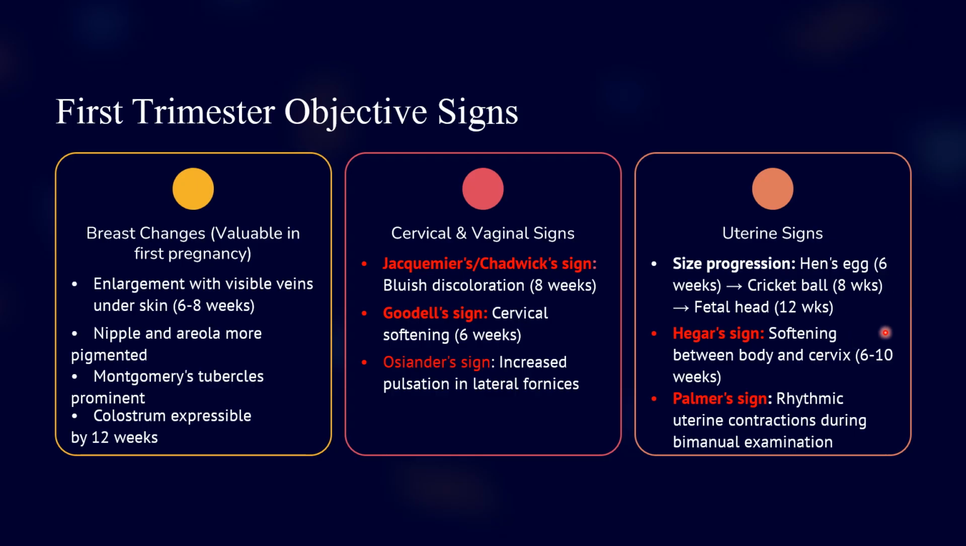Number two, it is a Hegar sign. Hegar sign is a softening of the uterus body and the cervix. Okay, and number three, you'll see Palmer sign, which is a rhythmic uterine contraction, and you'll feel that contraction during bimanual examination, and this sign you usually see between 4 to 8 weeks of gestation.